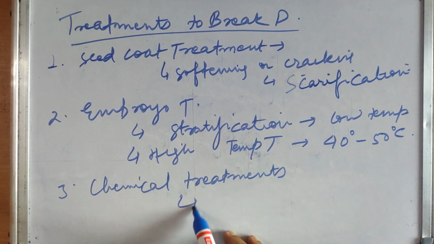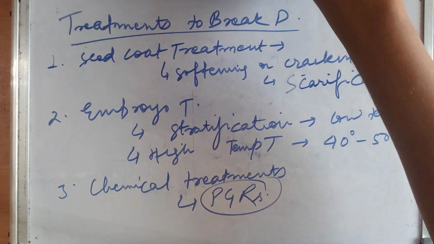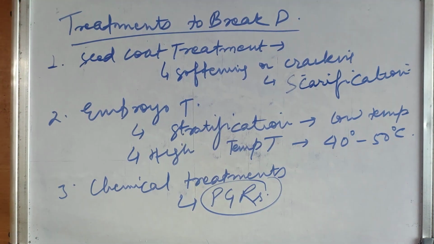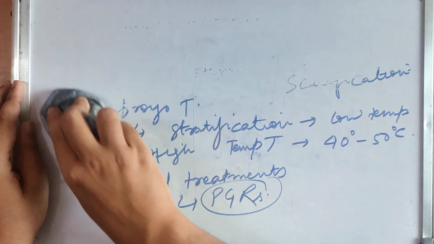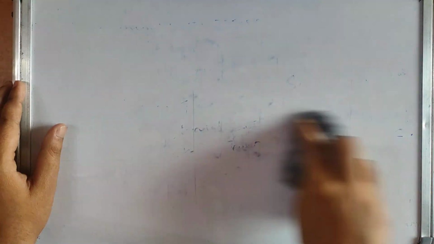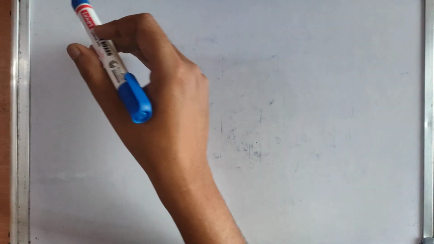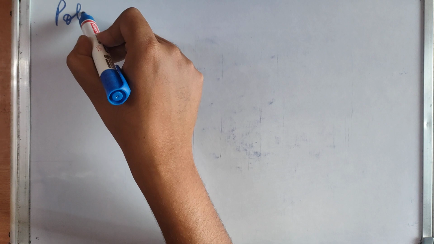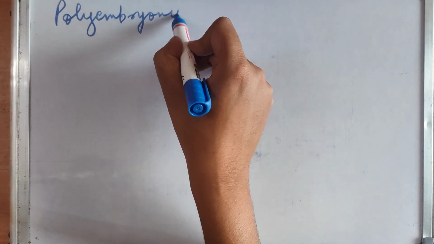Here we mainly use PGRs, plant growth regulators. I have discussed PGRs in detail in previous lectures; you must see it. Now moving on to the next topic of this session, that is polyembryony. Here we are going to discuss polyembryony.